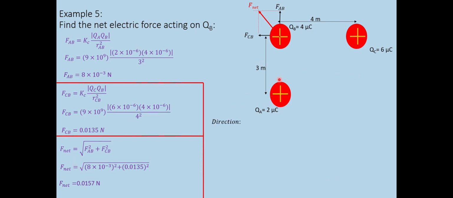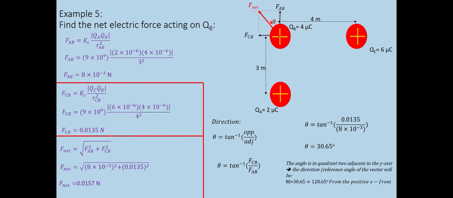Then to find the direction, tan inverse opposite over adjacent, I chose this angle, which is theta. Its opposite is this side, which is FCB. The adjacent is FAB. So we replace to get the answer. Then the direction will be 90 plus this angle. We measure it from the positive x-axis and we go counterclockwise. So we have 90 degrees plus theta. We get this answer, 120.65 degrees from the positive x-axis.